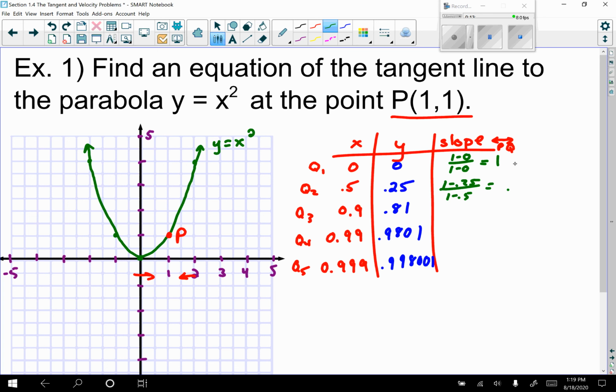So we want to continue throughout. So the third, I know my values are getting close together here, but the next one we want 1 minus 0.81 over 1 minus 0.9. We'll get that slope. The fourth one will have 1 minus 0.9801 over 1 minus 0.99. And then the last one here, we'll get 1 minus 0.998001 over 1 minus 0.999. Let's go ahead and pause the video and get the rest of those values.